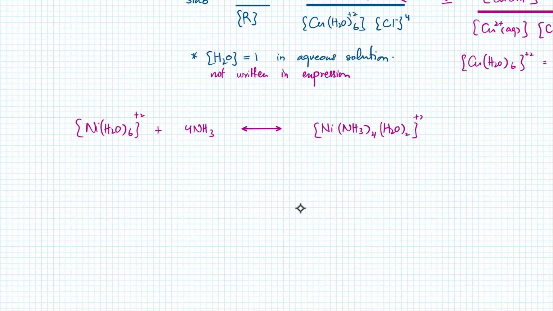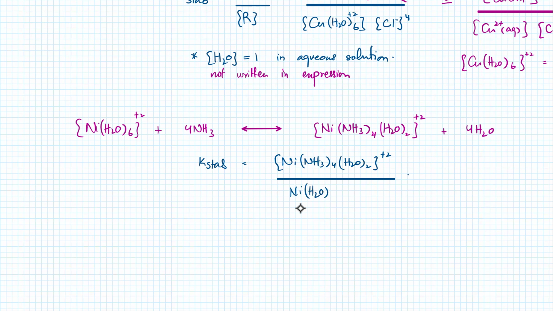And this overall charge is +2. And you've got four water molecules that are knocked out. Now, the K star for this reaction, the expression would be, it's going to be my product, which is nickel and NH3 4 and H2O2, and it's +2. You don't write water in the expression, okay? So water is taken as a constant, so you ignore water. Divided by nickel with 6 H2Os.